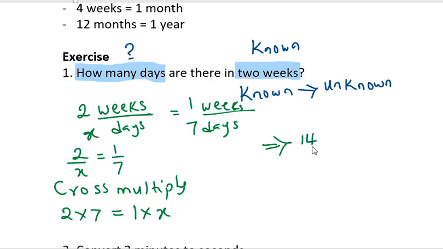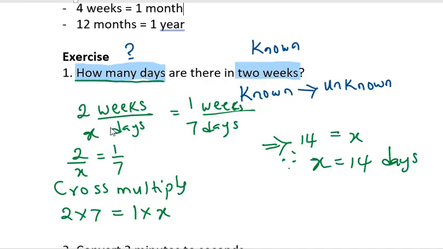Let's continue from this point. 2 multiplied by 7 is 14. And 1 multiplied by x is x. 1 times any number is that number. And even if you had said x multiplied by 1, it is still x. So therefore x is equal to 14. Remember, you have to maintain or retain the unit: 14 days. Therefore, in 2 weeks, there are what? 14 days.